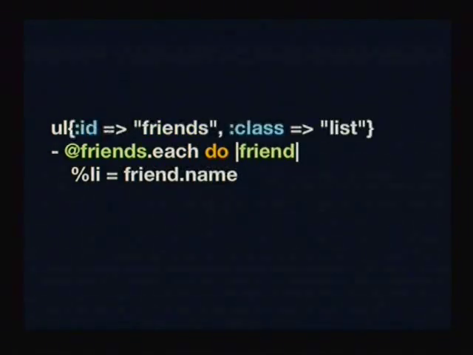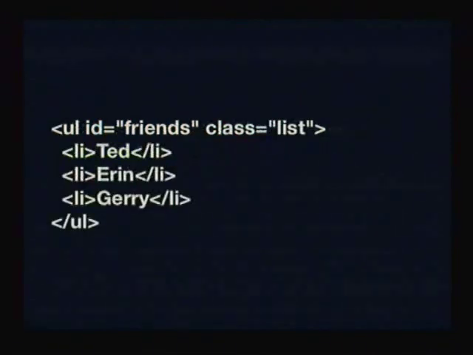In this case, we want to add a class of list to our list, sort of redundant if you want to be semantic about it. But we're just doing this to show you how you might pass a number of IDs or classes to a tag. So when this outputs, you get the friends ID you had before, plus a list class attached to the unordered list element.